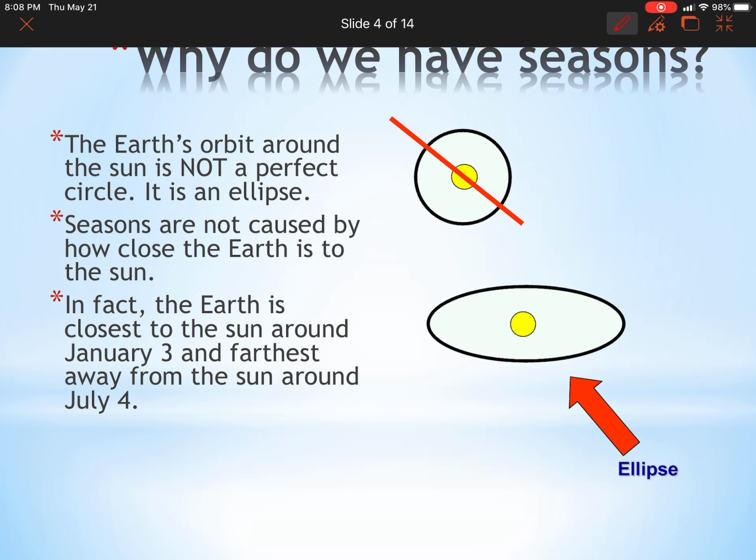Now, why do we have the seasons? Seasons are not caused by how close the Earth is to the sun. That's what a lot of people think. It doesn't matter, or that's not the reason why we have seasons.